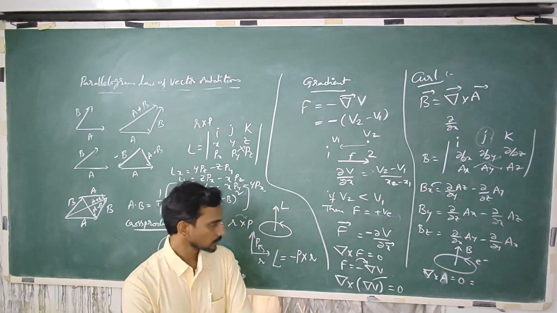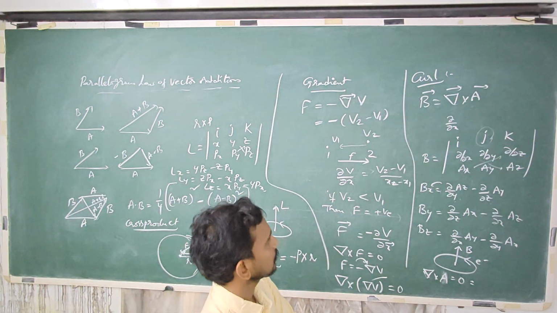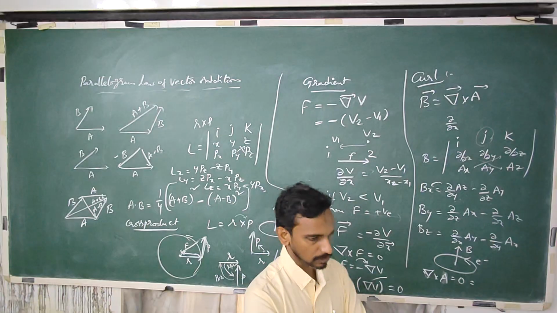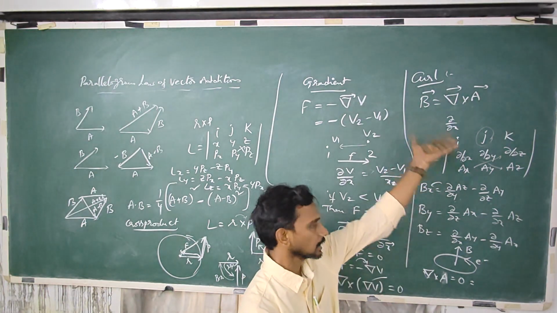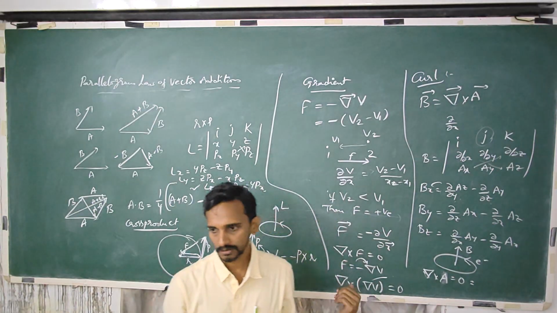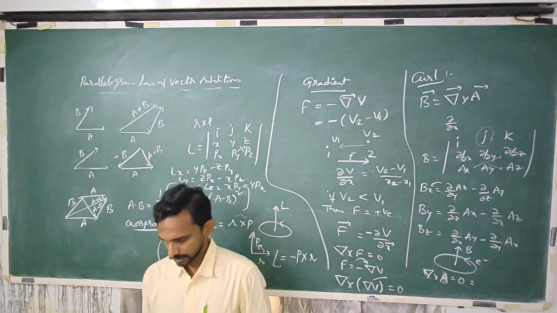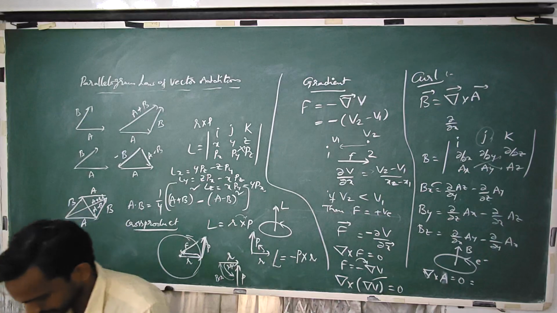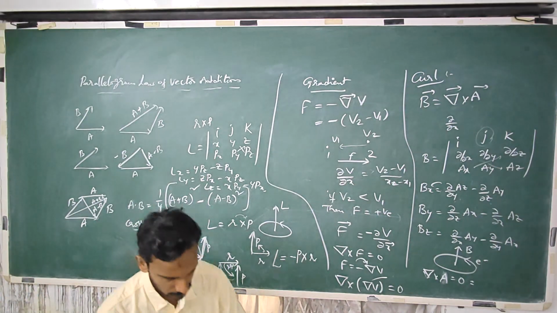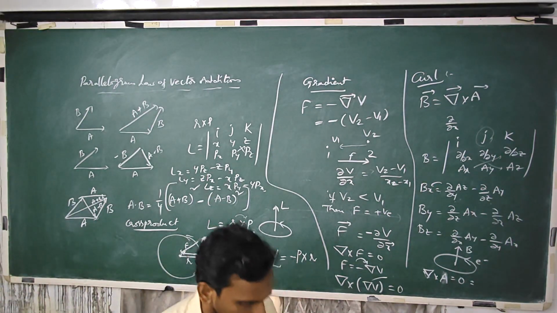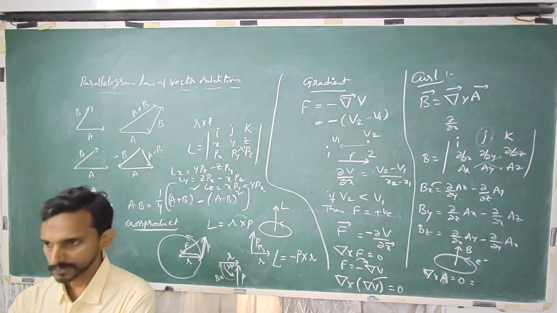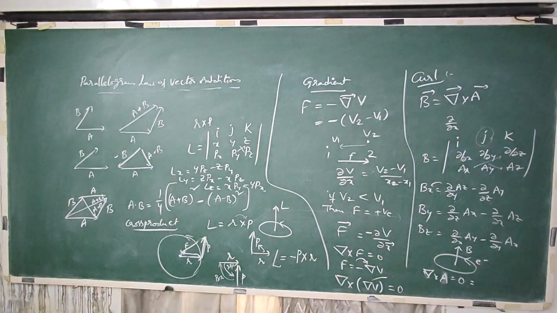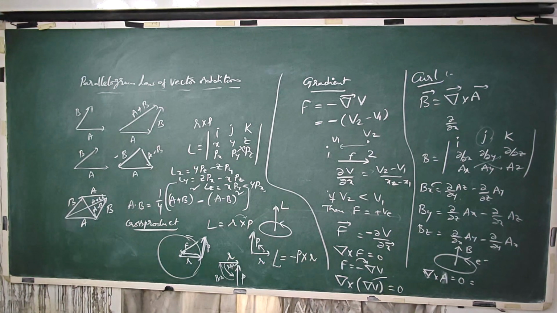Okay, so that is how curl gives you the circular motion. If at all any circular motion exists in the system, it can be studied by calculating the curl. If the curl is 0, conservation. That vector can be written as some function of scalar potential. Okay. Right. What else?